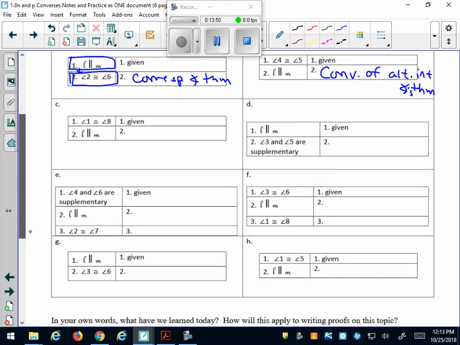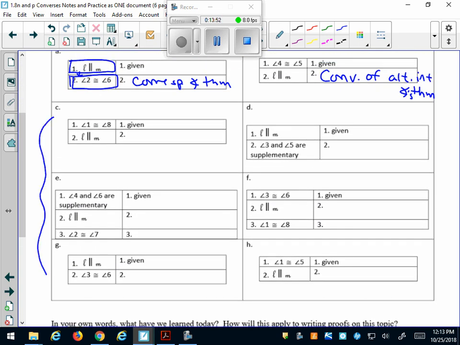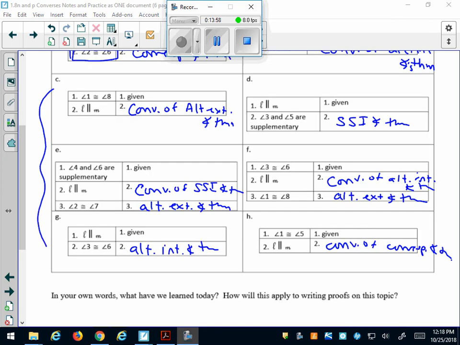All right, so I'm going to have you just finish those up. Shouldn't take you too long. You can abbreviate. Pause. And think about when to use converse and when not to use converse. Do you guys see the difference there? Make sense? Any questions on that?